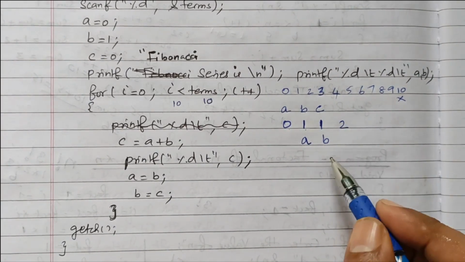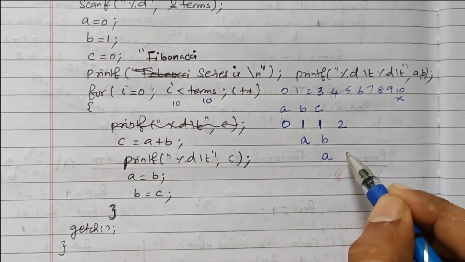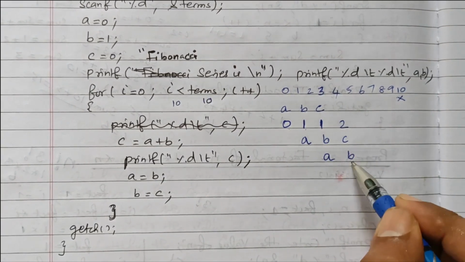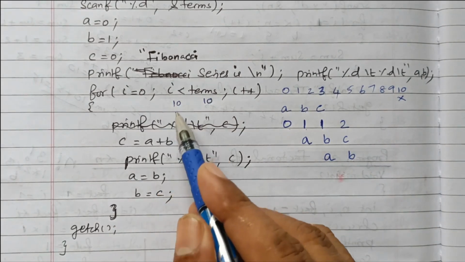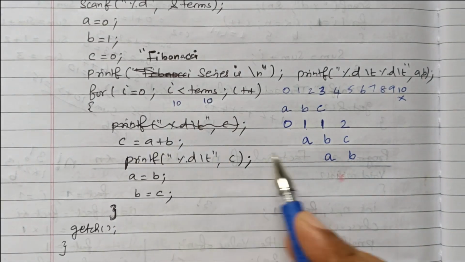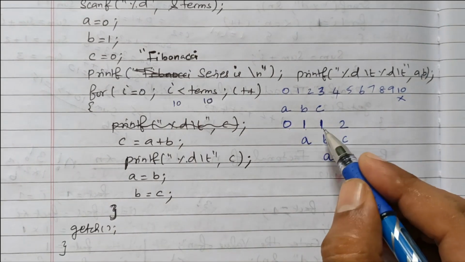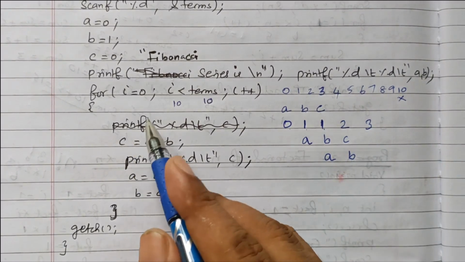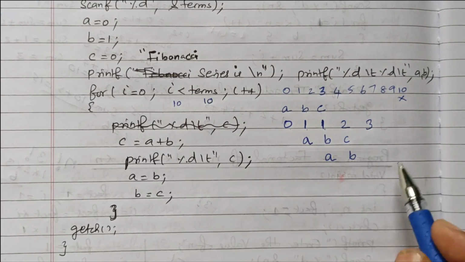So that is C. After printing, again it is shifted. This becomes A and this becomes B. This is C. So B is stored in A, C is stored in B. Then after the increment, again it will execute the same process. C equal to A plus B, right. What is A now? A is 1, B is 2. So 1 plus 2 is 3, right. So again it will go to the next process after the increment. It will go up to 10 terms, right.